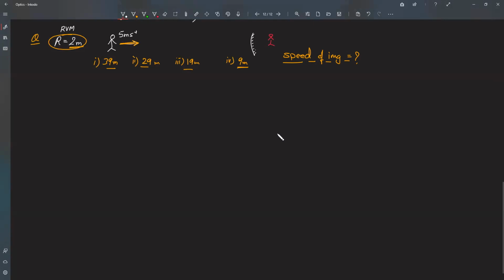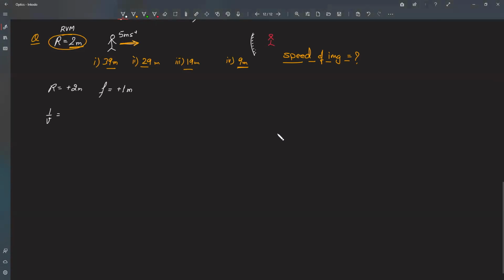As the rear view mirror is convex, we have to write here that R is equal to plus 2 meters. Then the focal length will be equal to plus 1 meter, which is half of the radius of curvature. Now the image position we will try to find out.